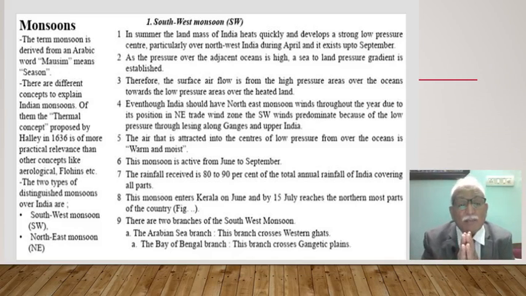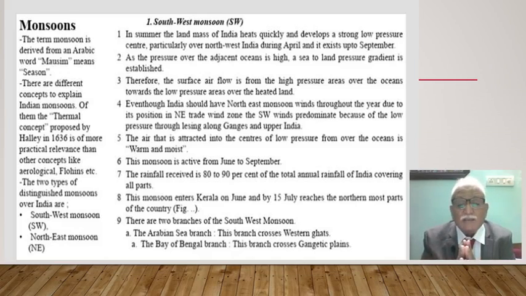Now what is happening? The air that is attracted into the centers of low pressure from over the ocean is warm and moist. That's why during the southwest monsoon, we always feel some sort of stickiness, because warm and moist winds are blowing from the oceans onto the land. Of course, this monsoon is active from June to September.